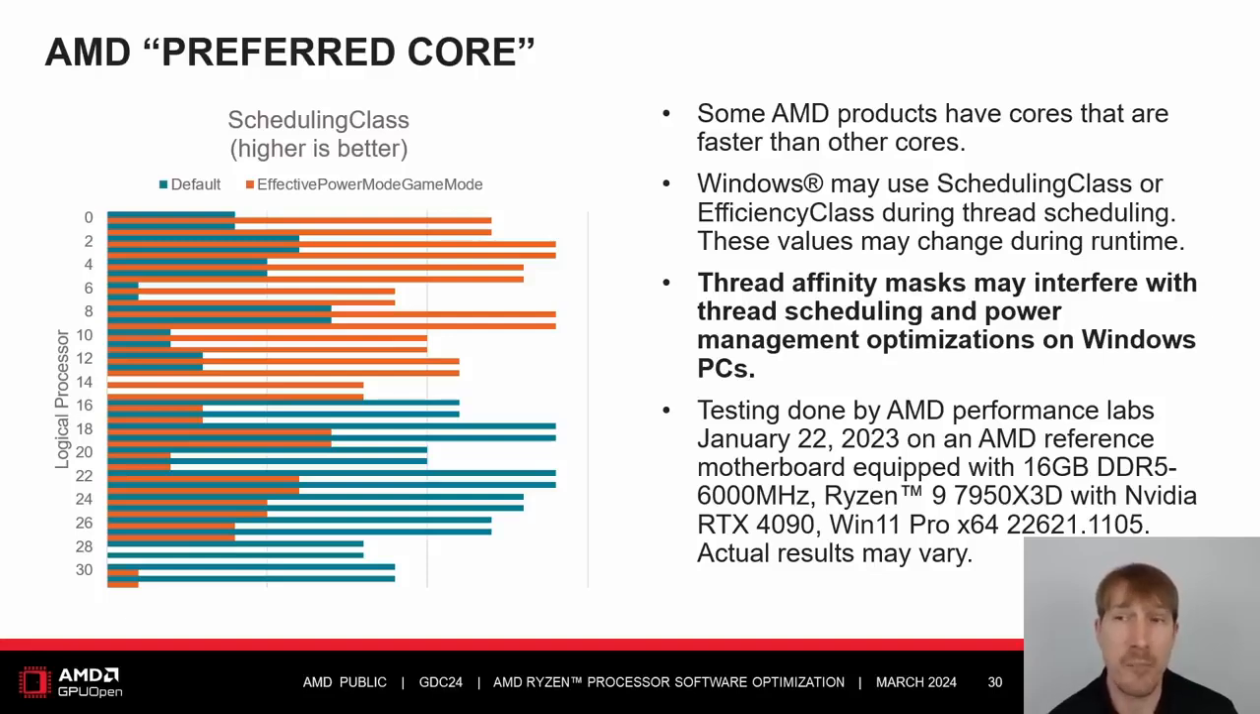Logical processor 0 may not be the fastest core. CCD 0 may not contain the fastest core. Thread affinity masks may interfere with thread scheduling and power management optimizations on Windows PCs. For these reasons, I typically recommend not setting process affinity or thread affinity masks in PC applications.